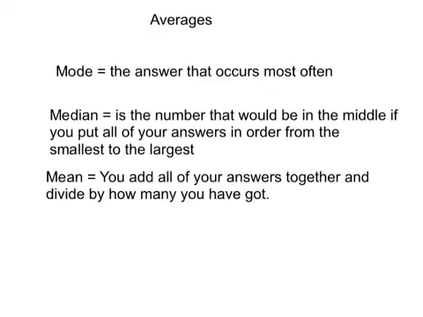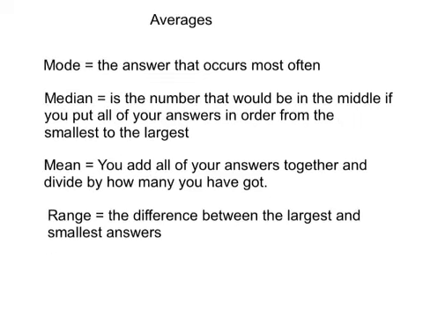To work out the mean, you add all of your answers together and you divide by how many you have got. And the last one is the range. And the range is the difference between the largest and the smallest answers. You do need to be careful with the range because you need to make sure that you've taken the largest value and the smallest value, not the largest number of people and the smallest number of people.